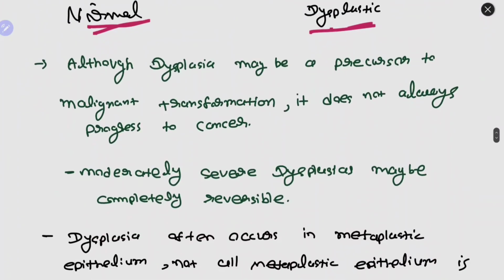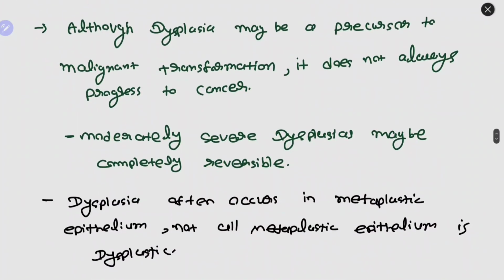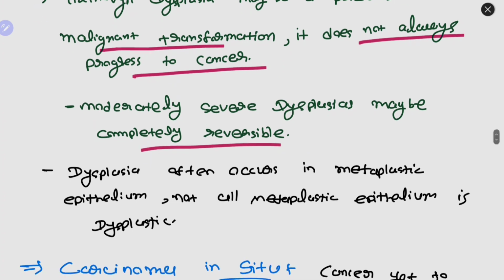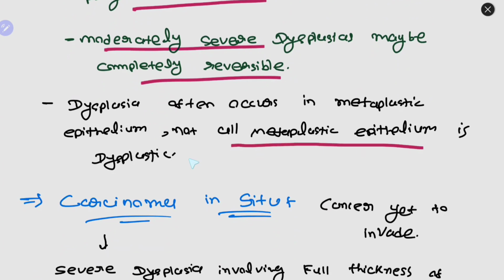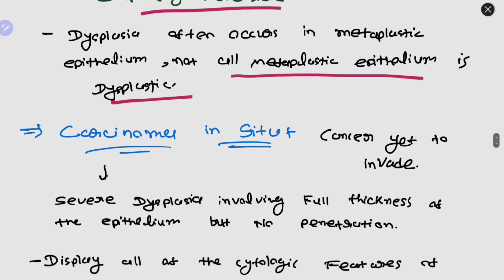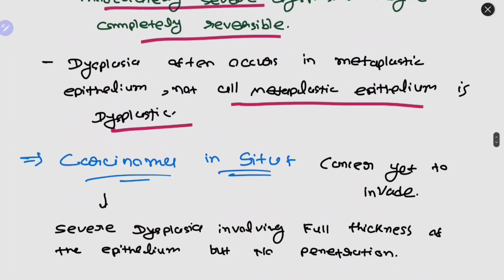There are other things about dysplasia that we need to know. Although dysplasia may be a precursor to malignant transformation, it does not always progress to cancer. If the environmental stimuli which are chronically disturbing the cells are removed, then dysplasia can be reversible. Moderately severe dysplasia can be completely reversible. Metaplasia leads to dysplasia sometimes, but not all metaplasia becomes dysplasia.